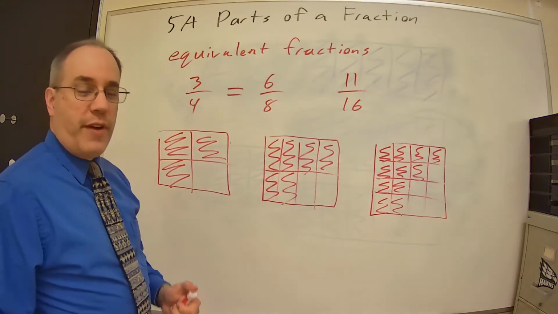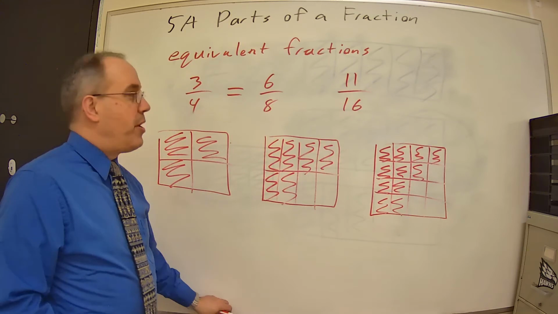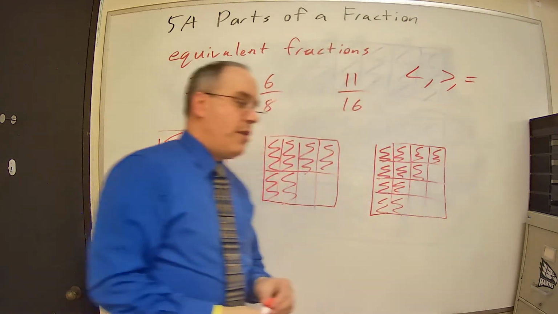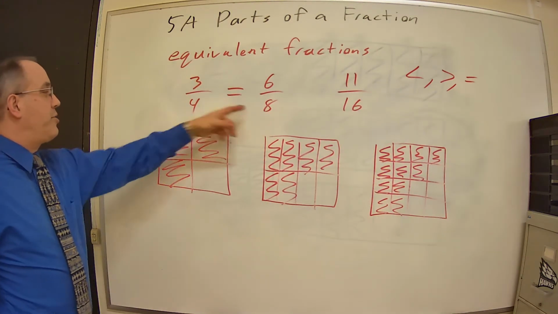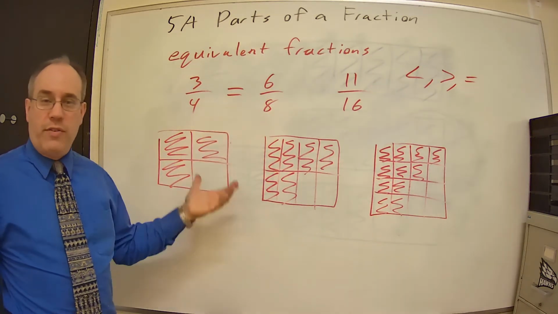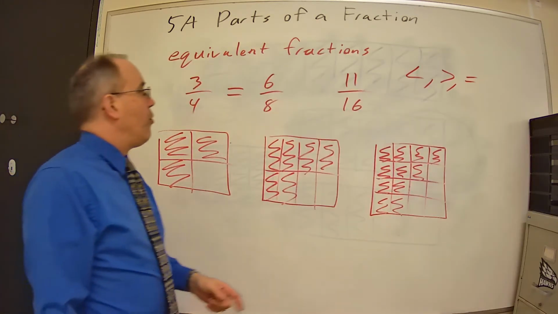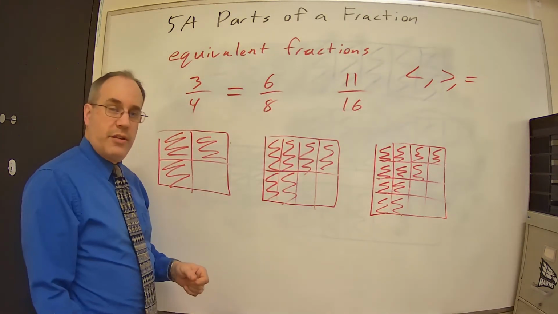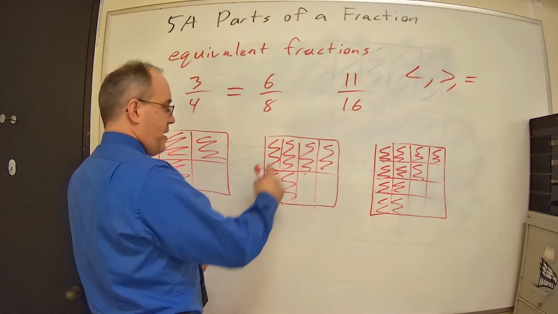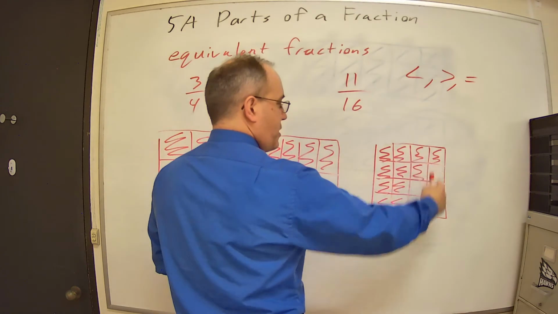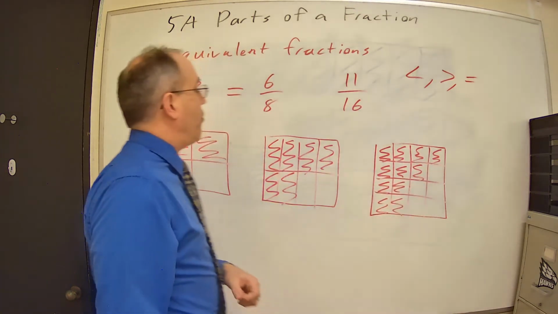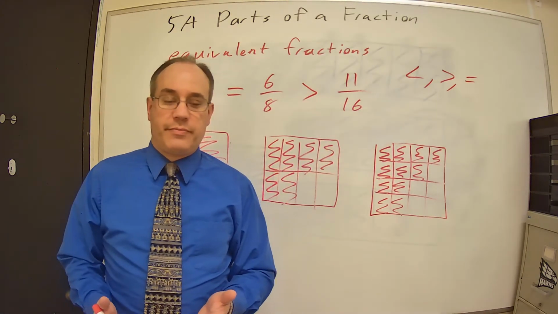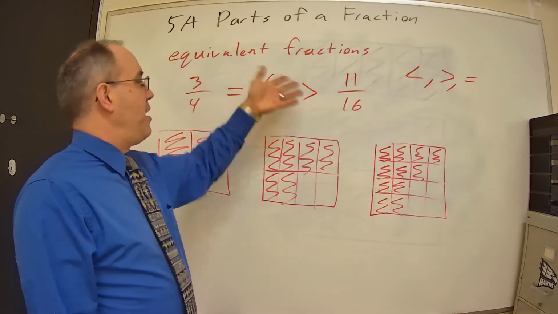Well, what about comparing fractions? While we have this, comparing fractions, remember comparing things less than, greater than, equal to. Well, let's take a look at this. We already determined that those fractions are equivalent, so they're equal. Well, what about comparing 6/8 to 11/16? Well, we see that 6/8 filled out this much, 11/16 filled out this much. It didn't quite fill out the whole thing, so 6/8 must be greater than 11/16. So it allows us to do a comparison.